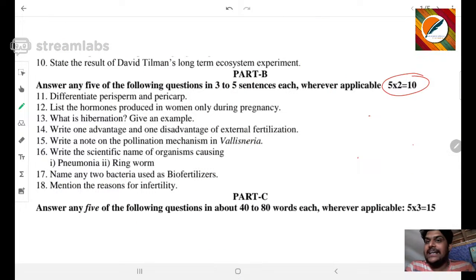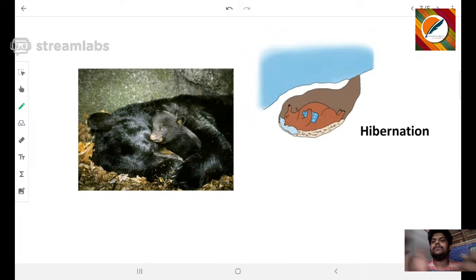That is, what is hibernation? Give examples. Okay, so I'll show you. So this is the process of hibernation. You might have come across the sloth bear, then polar bears, then even the frogs also. So hibernation, what is hibernation then?